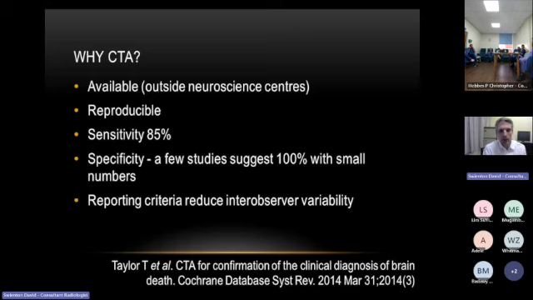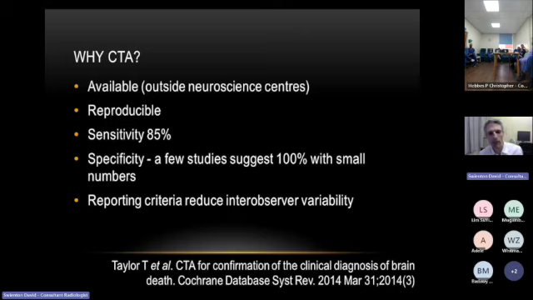Estimates of sensitivity are sort of in the 70s to 90%, depending on the study you look at. Specificity is interesting, and it's generally given at 100%, but there really are small numbers.